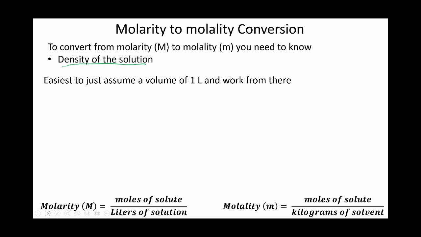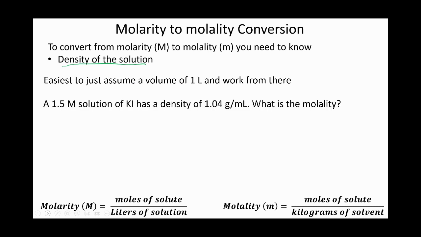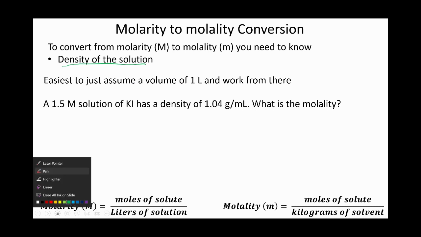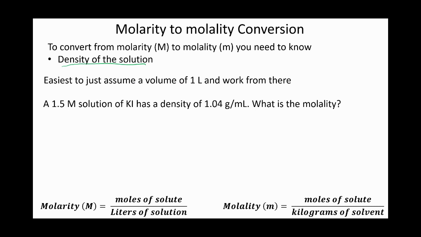And so, just as another practice, let's assume we have a 1.5 molar solution of potassium iodide, and it has a density of 1.04 grams per mL. How can we calculate the molality? And so if we do this part right here, it's easiest to assume 1 liter of solution and work from there.